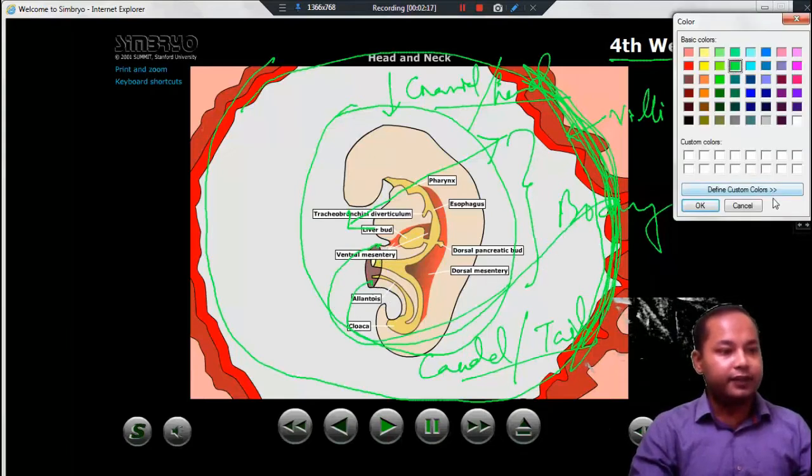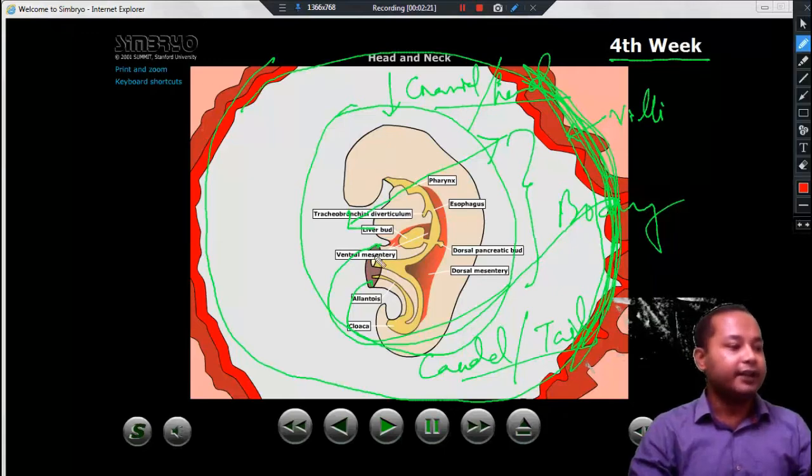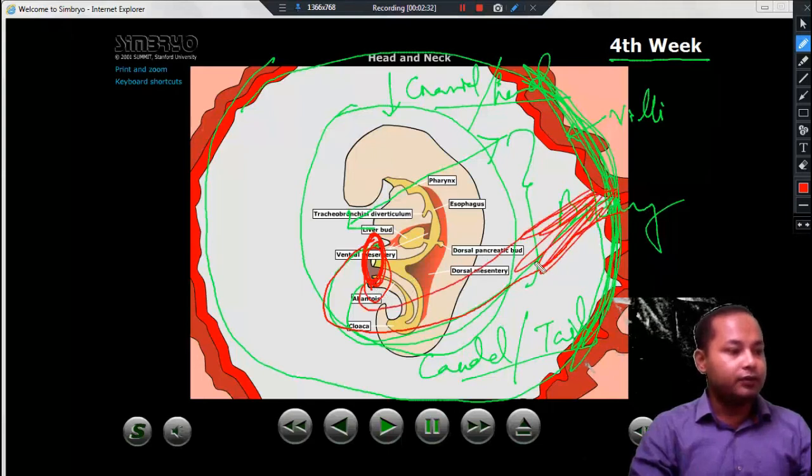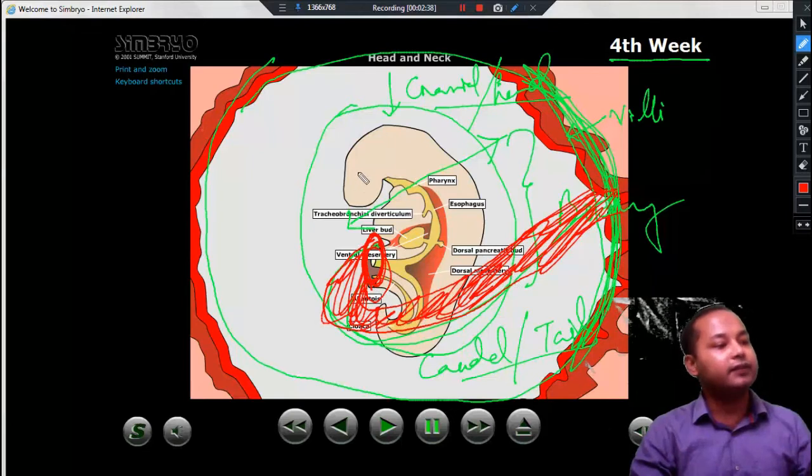Let me take a different ink. Say I want to denote the umbilical cord with a red ink. So this is the umbilical cord of the embryo, and the part which was missing in this diagram I have drawn. This is the umbilical cord which I have drawn in this embryo, and this one is the fetus. The whole is the fetus.